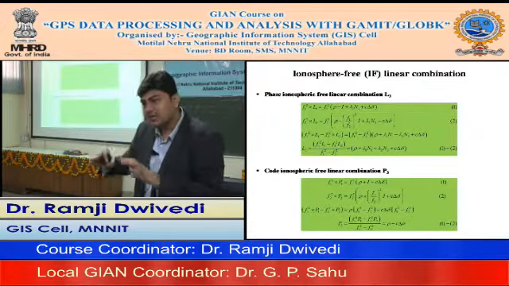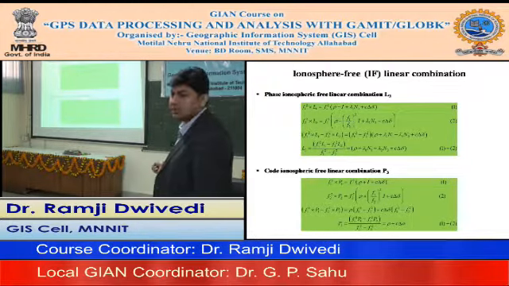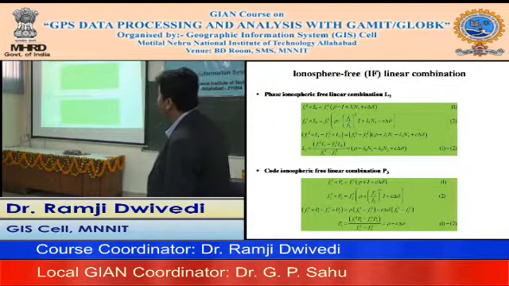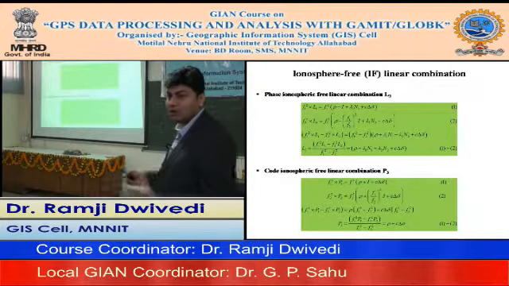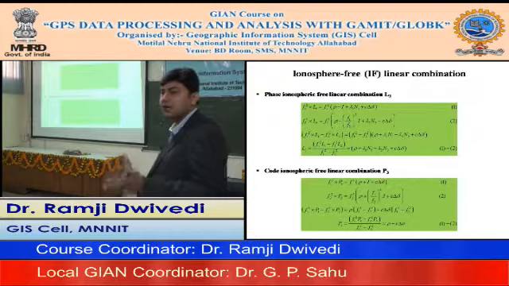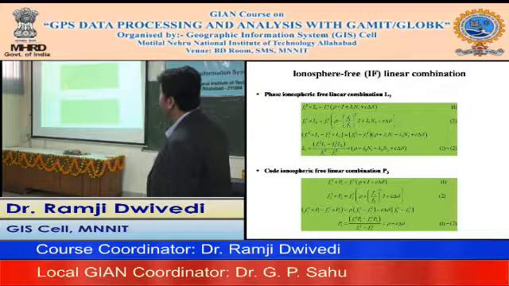So when something is dependent on something, then we can only relate equations and we can use a difference of it. So linear combination is that L3 is a function of L1 and L2. So what we are doing, we are taking the measurements on L1, we are taking the measurements on L2, and we are using those to make a new combination, which we call the phase ionospheric free linear combination.